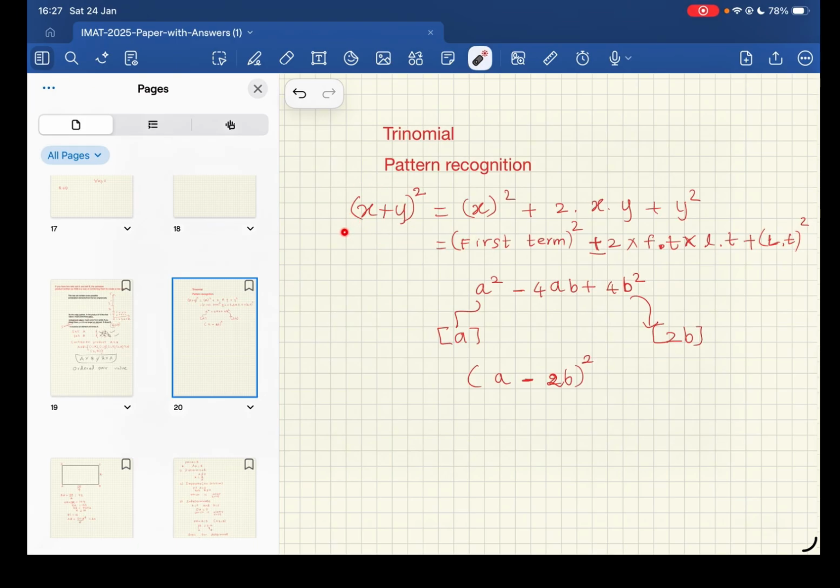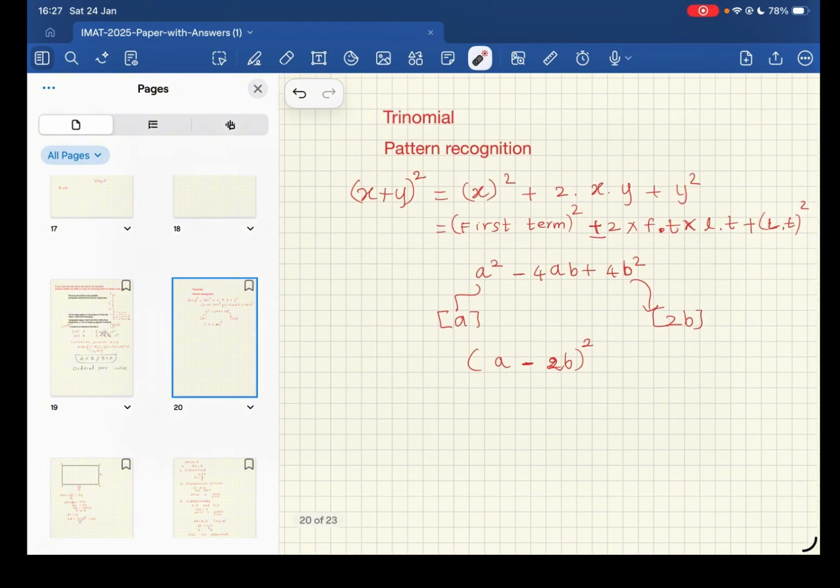Whenever you expand this kind of (x plus y) squared, you should be very clear with those expansions. You take x as the first term, y as the last term. The classical pattern is: the first term is the square of the first term, the last is the square of the second term, and the in-between is plus or minus 2 times first term times second term. That's a very simple idea.